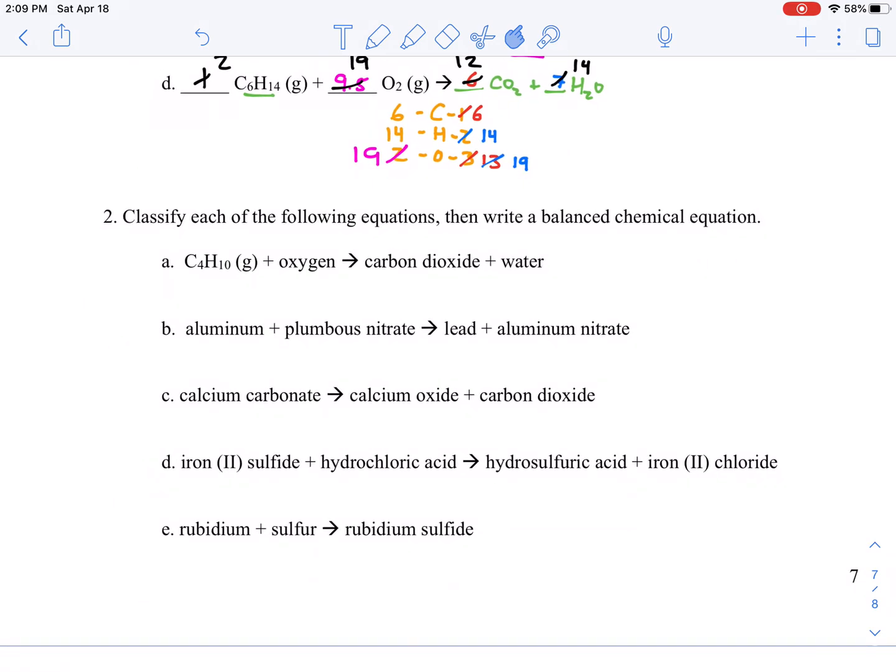So what we're going to do in number 2 here is we're actually going to reverse the order. We're first going to write a balanced chemical equation. Then we're going to come through at the end and classify all of these. So if you want to pause and see if you can review turning these word equations into formulas, we'll do that. And we're going to go pretty quickly here. So if you've paused and you're going to try it, let's stick together.